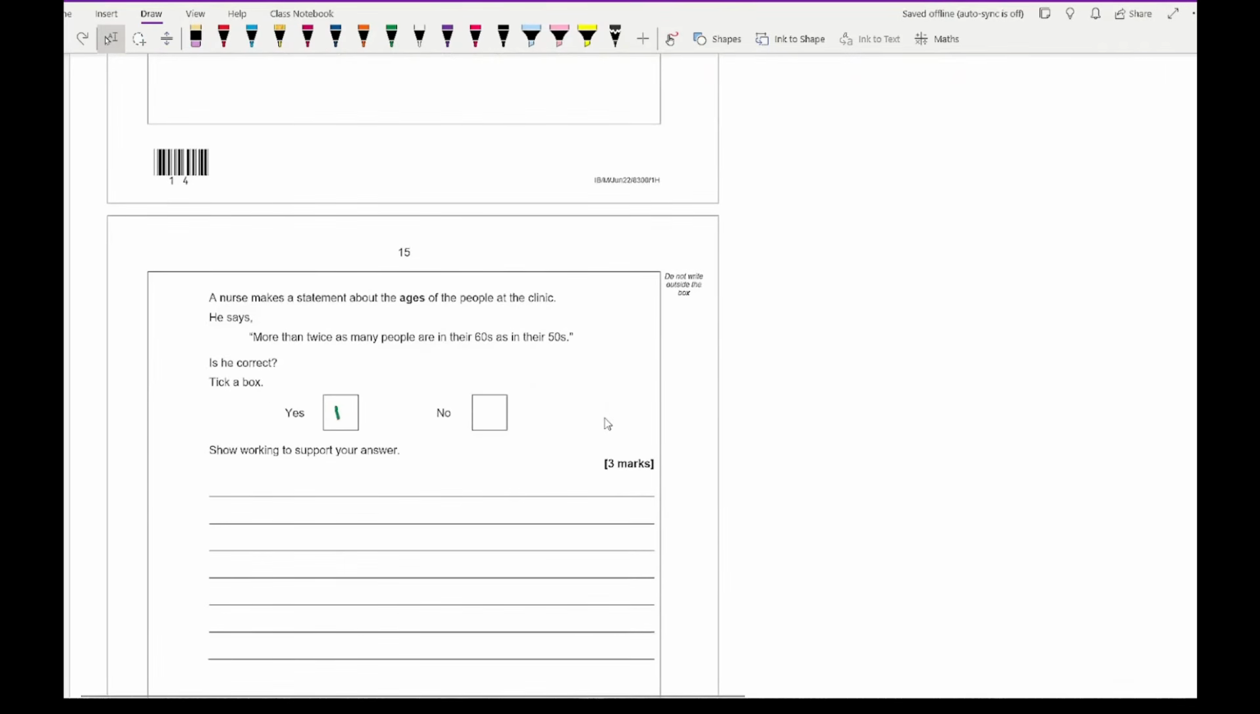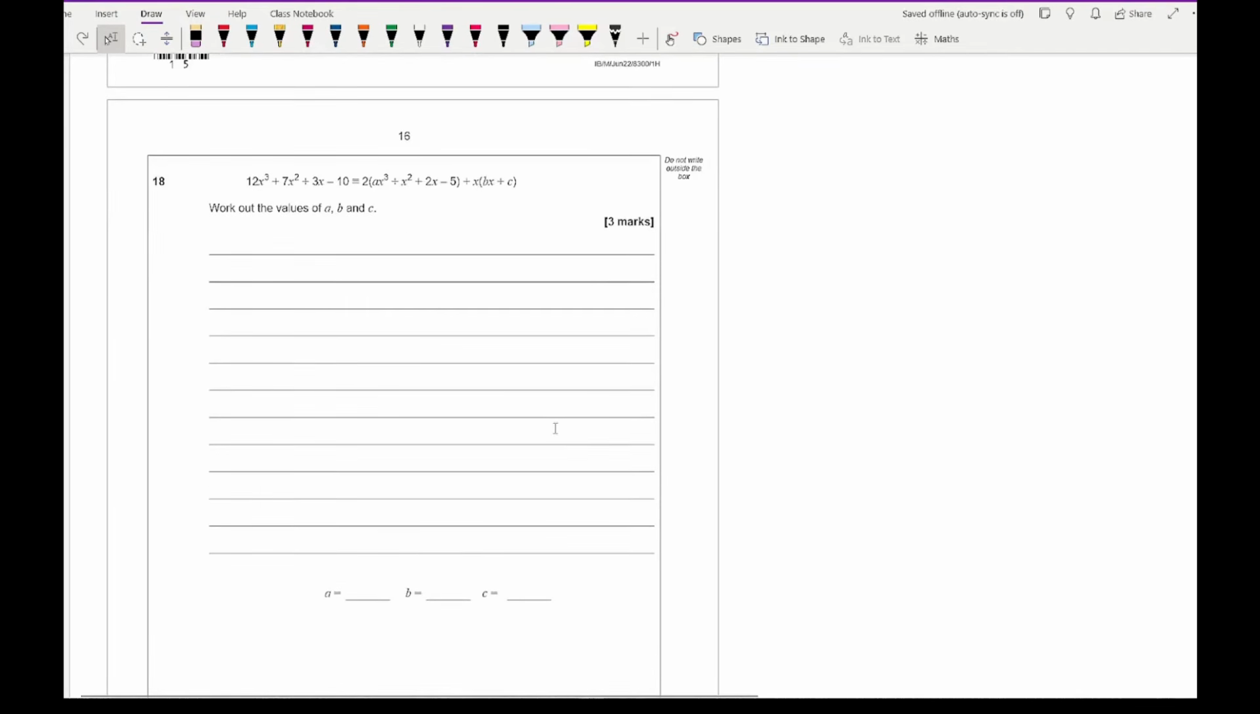So yeah. And then you can just write the number of people in their 50s is 17, and the number of people in their 60s was 36.